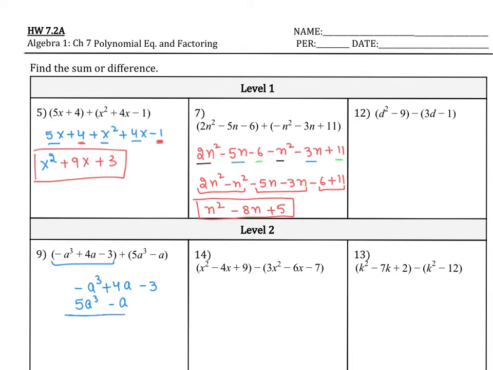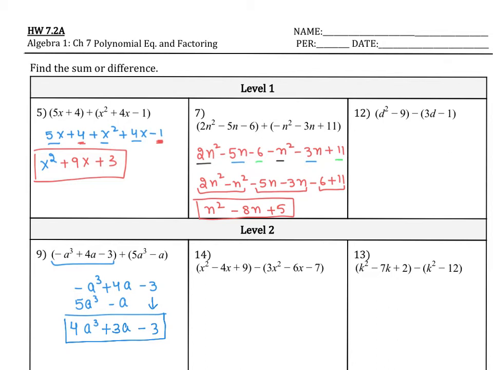Now I'm going to add them together. What I got here is 5a cube minus 1a cube. So what we get here is 4a cube. 4a minus a, that's going to be 3a. And then 3 you bring down as it is. So the answer is 4a cube plus 3a minus 3.